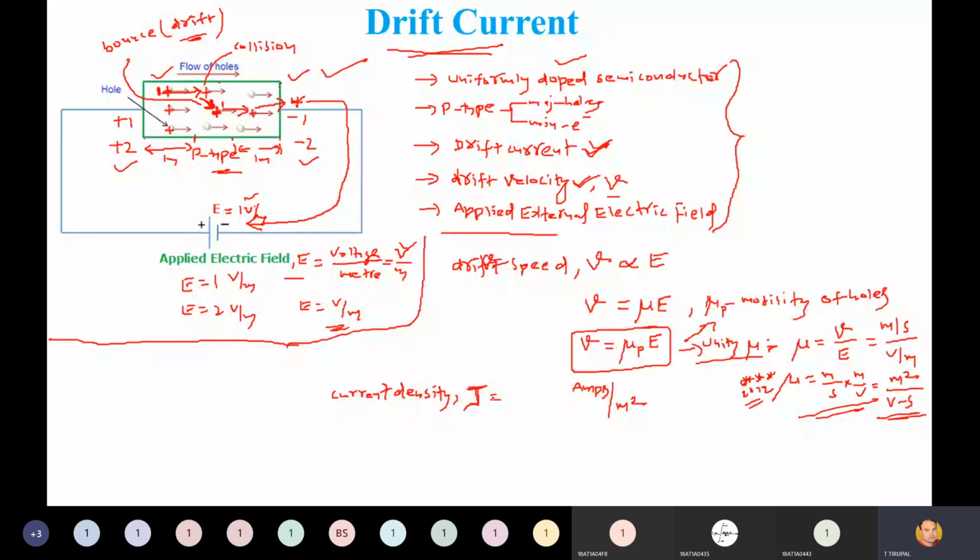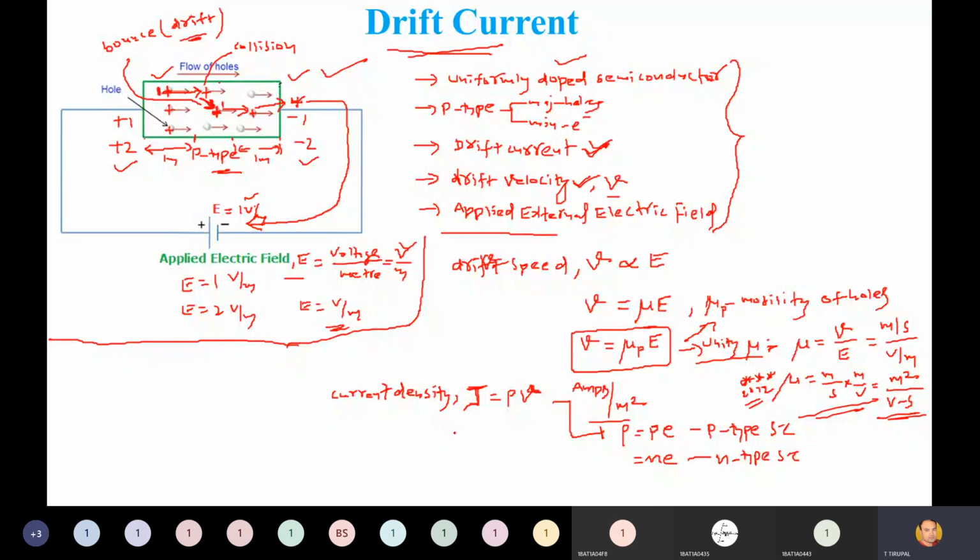Now, here the current existing is drift current, and drift current density also exists. That is given by J is equal to rho into V, where V is the drift speed and rho is the volume charge density. Rho can be written as PE if it is a p-type semiconductor, and Ne if it is an n-type semiconductor. V is called drift speed here.